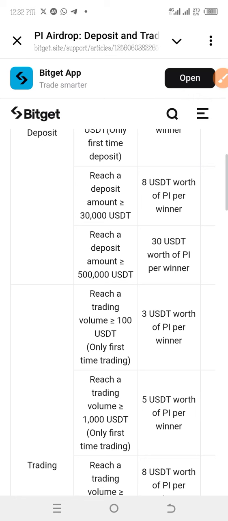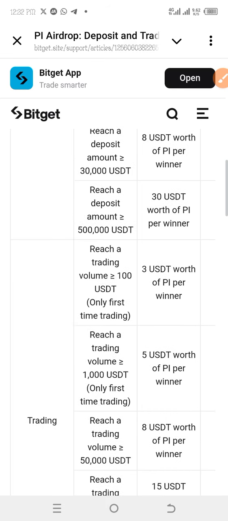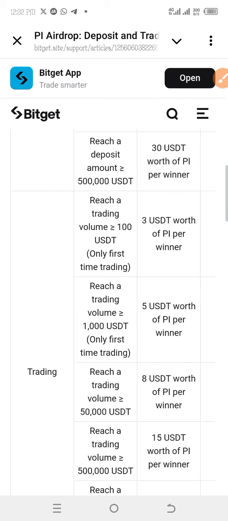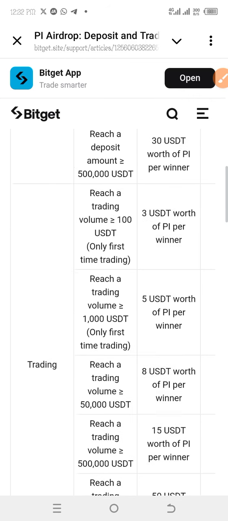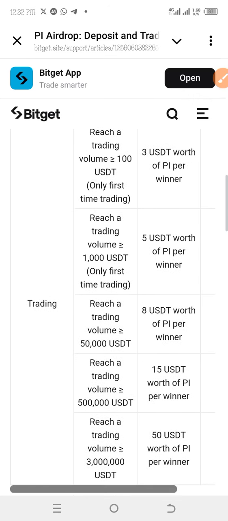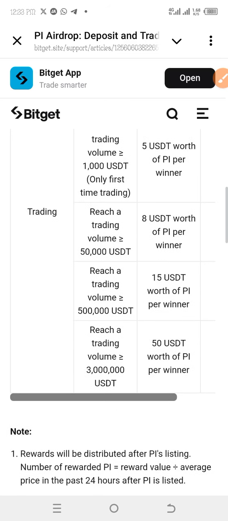So now this third option, if you now trade, maybe on futures trading or spot trading, with a minimum volume of maybe $100, as in you trade with it, you stand a chance to win 3 Pi as well. The other one is if you reach a trading volume of $1,000, which is the same as the $100, you stand a chance to win 5 Pi. If you trade a minimum of $50, these are all the same.